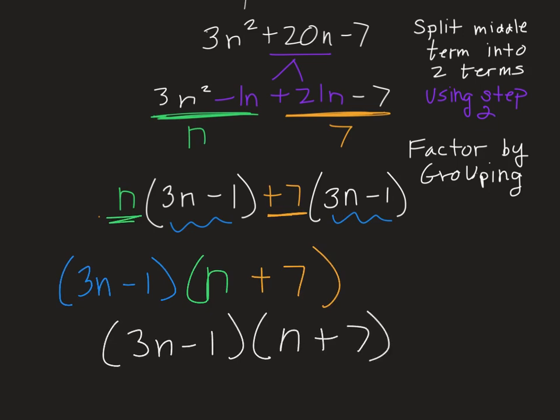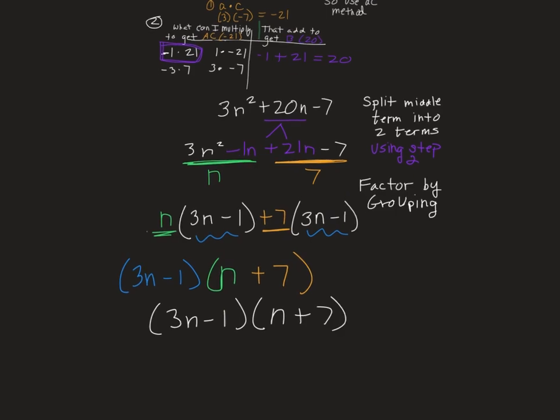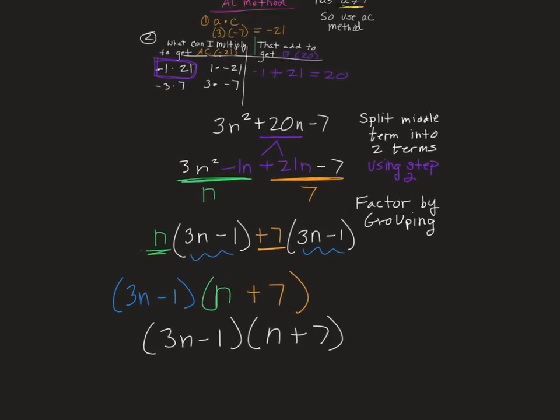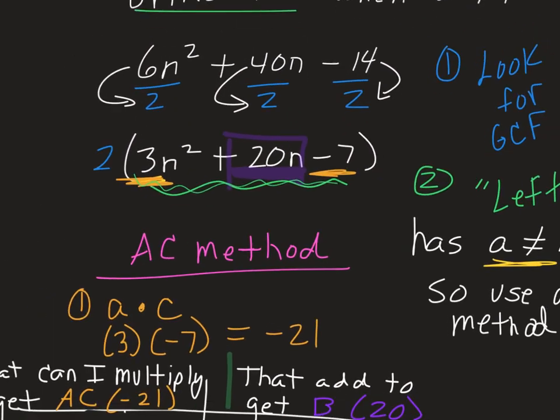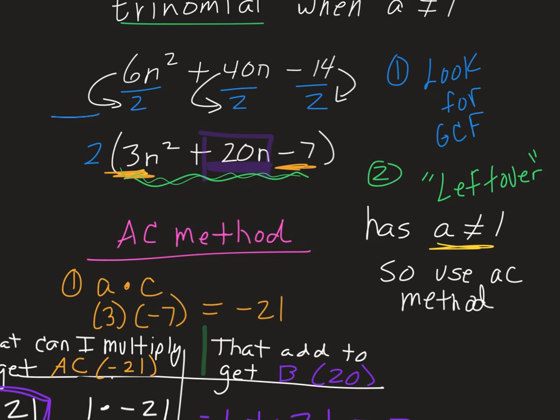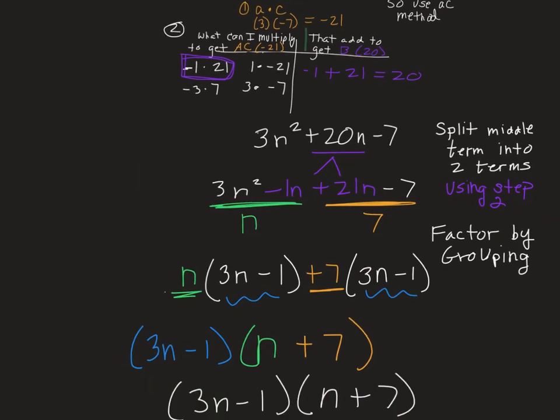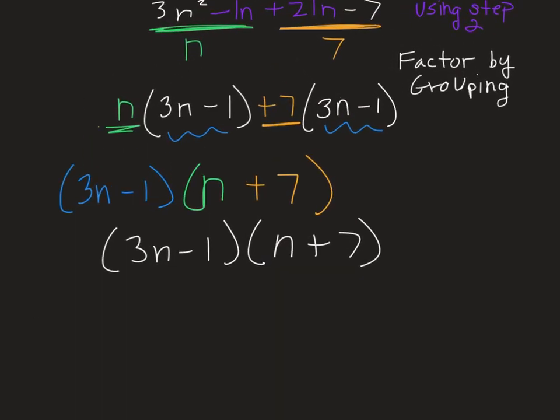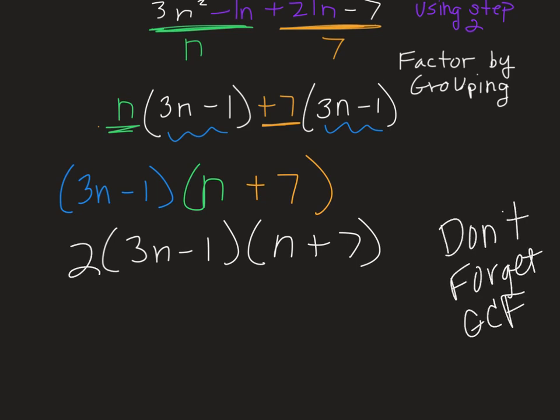But there's one little tiny detail I want to make sure that I don't forget. Remember, way back up there at the top, I factored out that GCF in my very first step? Don't forget your GCF. So that 2, it's been hanging out there pretty much not doing anything, but it's still there. So make sure that you bring down that GCF that you factored out in the very first step.